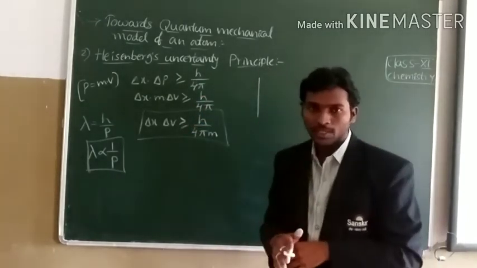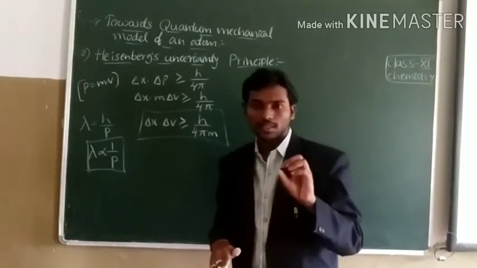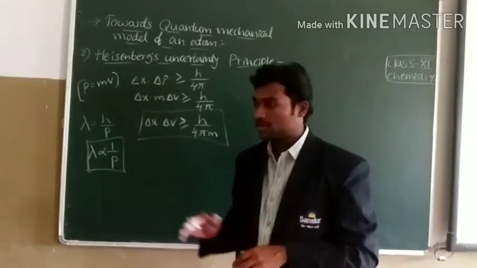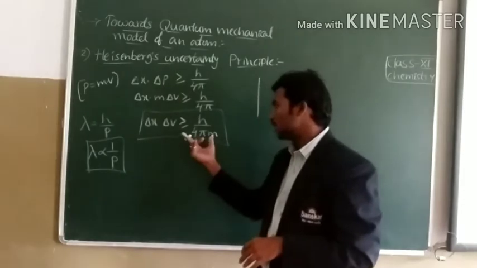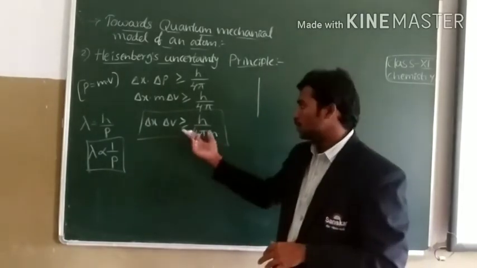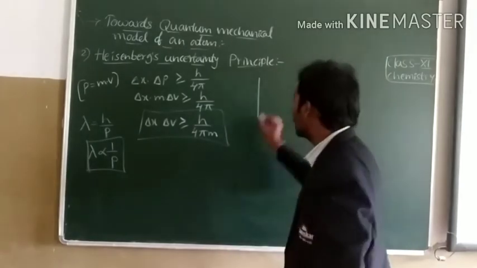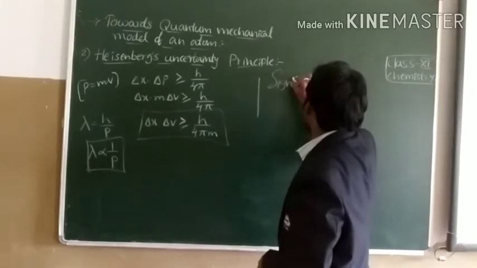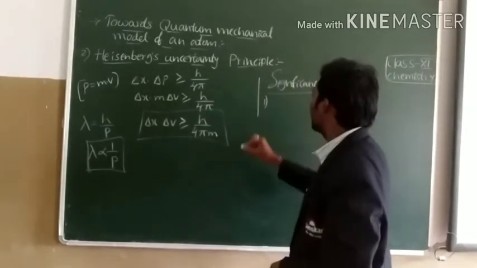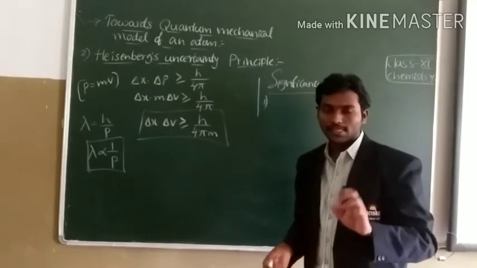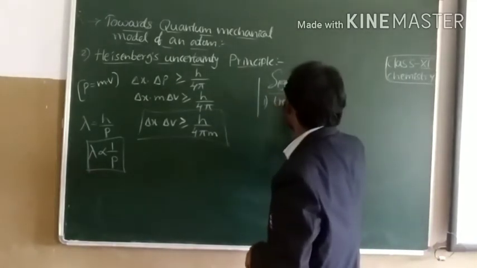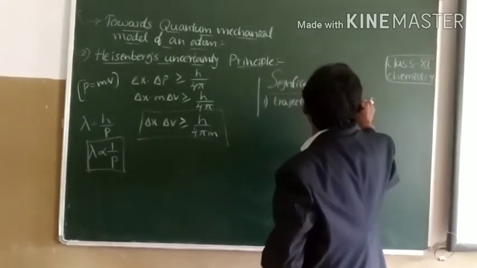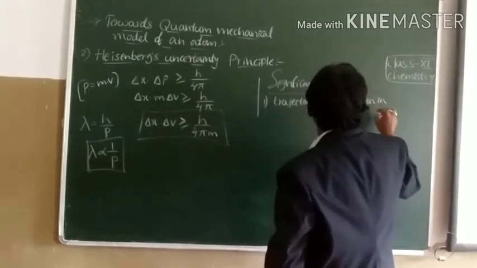This states that it is impossible to measure simultaneously the exact position and momentum of an electron at a given instant. This is the expression of Heisenberg's uncertainty principle. Let us talk about the significance of Heisenberg uncertainty principle. We discussed just now the trajectory of an electron in a circular path.